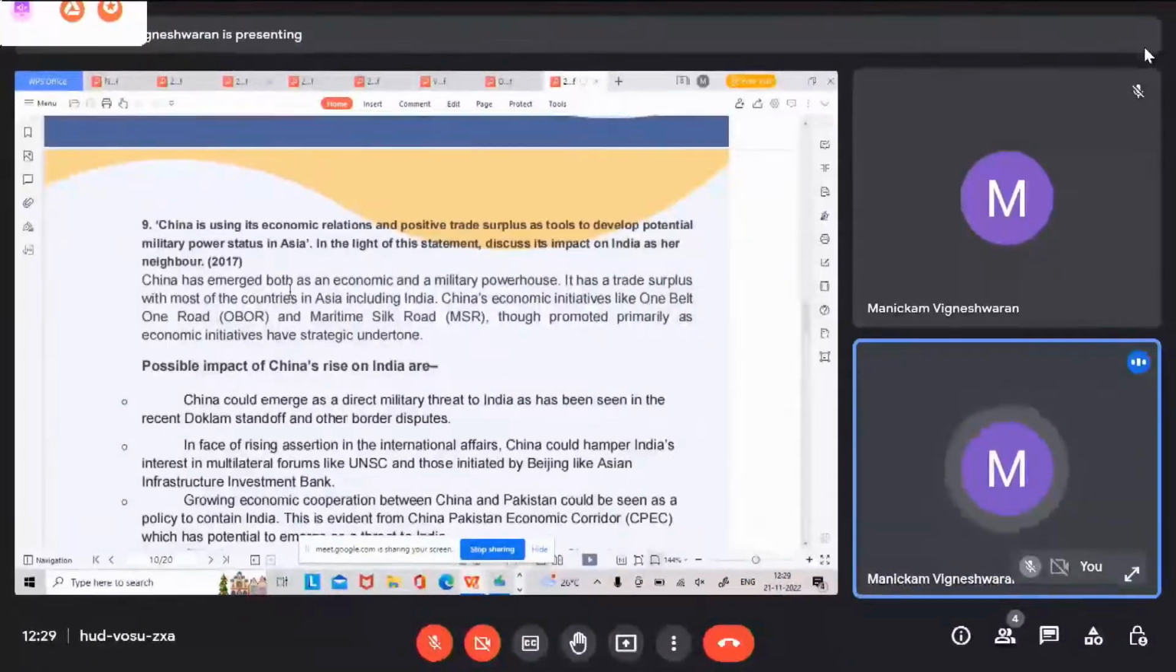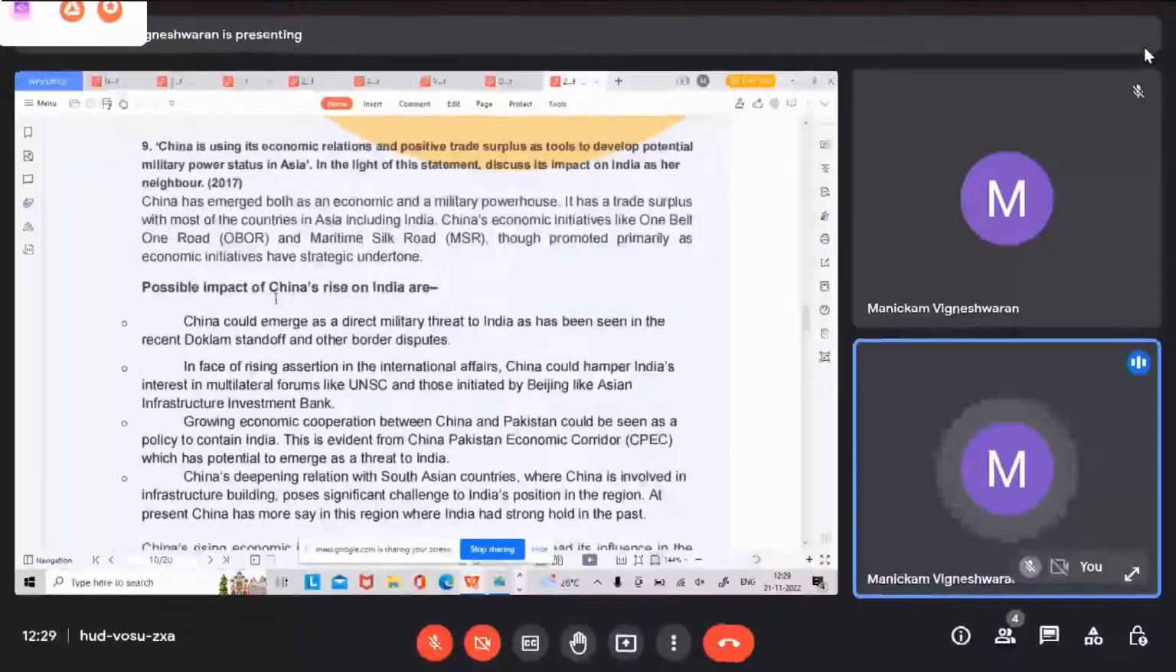So the China-India relationship should be strengthened by technical and economic cooperation in a balanced manner. China has emerged both as an economic and military powerhouse. So its trade surplus and its trajectory of economic development is very high. So the government should focus on that and have a proper plan for them.